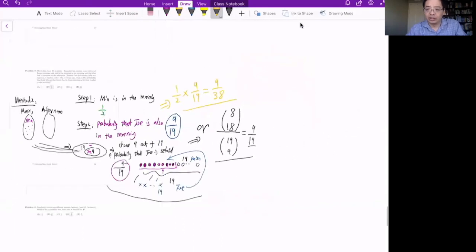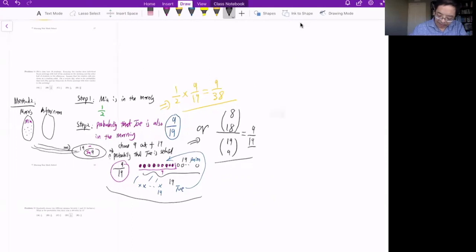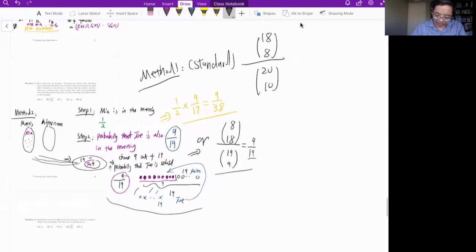You can choose either way. Let's recall the first method: we go with the standard approach. That's the total number of ways you can divide people into 2 groups, and then the number of ways you choose 8 from 18, because Mia and Joe have already joined the morning group. Then you do the calculation. For this one, you need to be familiar with combinatorics, so use those, or you go with the second approach.